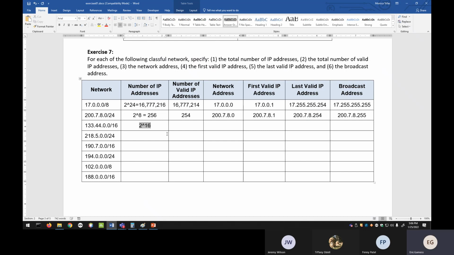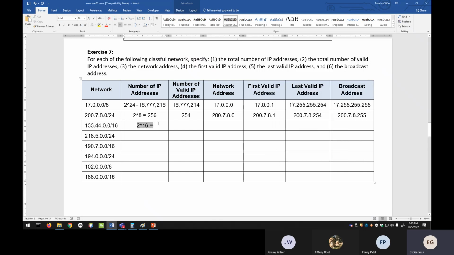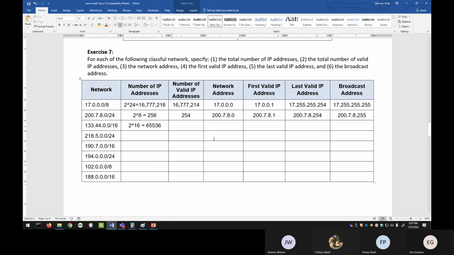2 to the power of 16, which is, let's ask our calculator to do that. Let me go to the scientific calculator. 2 to the power of 16 is 65,536. So 65,536 IP addresses. Okay. Of all those IP addresses, I will lose 2. So how many valid IP addresses will I have?